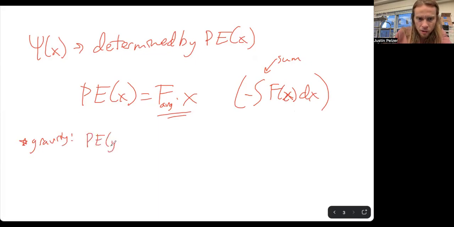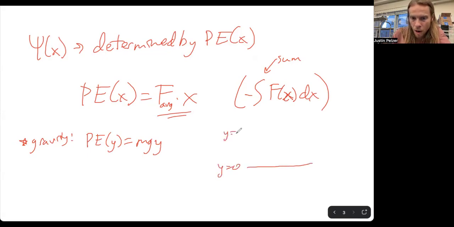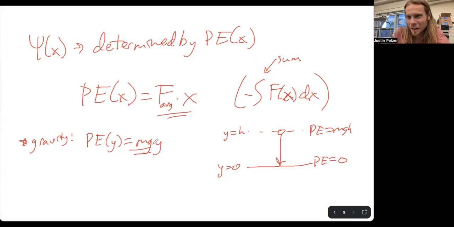Potential energy is mg times the variable y, where we'll have y equals 0 be the ground, and y equals h be some height. I drop a ball, it falls. Here the potential energy is mgh. Here the potential energy is 0. It's a constant force times a distance. That's how you get that equation.